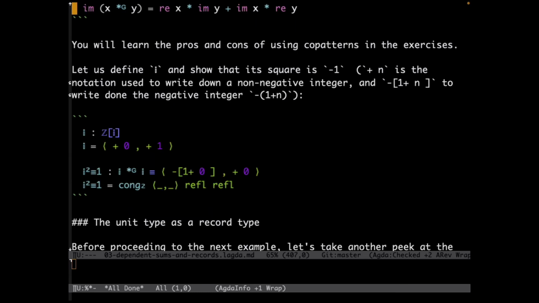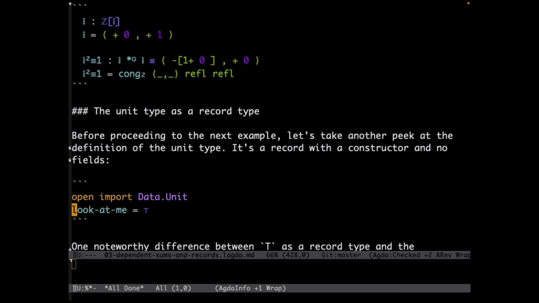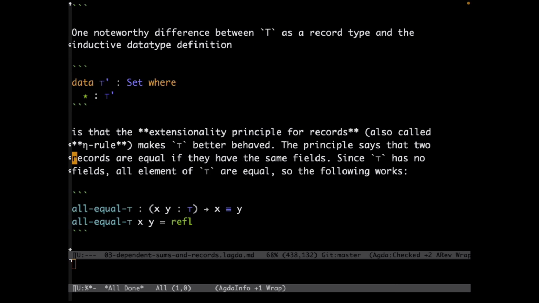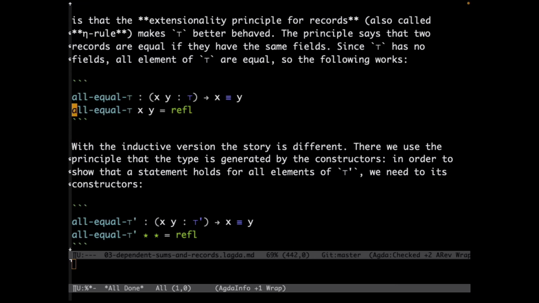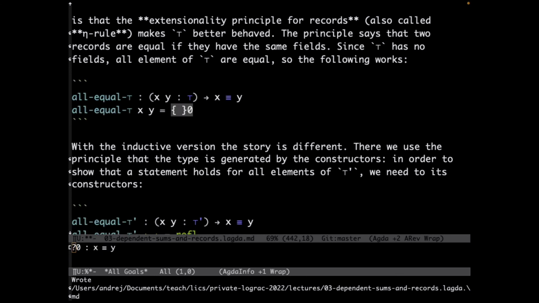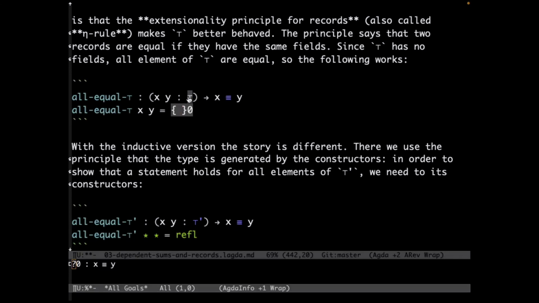Why did this thing jump? Oh, because I went back to where, okay. So let's look at this. How do you show that all elements of this type top are equal? Here, Agda believes that they are all equal already, because it says, well, X and Y are elements of a record type. So if somebody says REFL, all I need to check is that they have equal fields. Oh, but there are no fields to check, so it's okay.